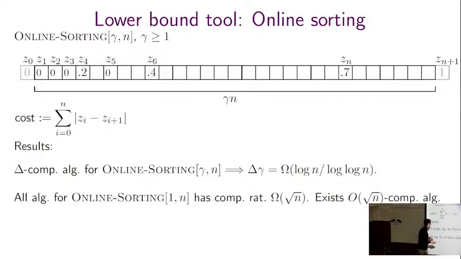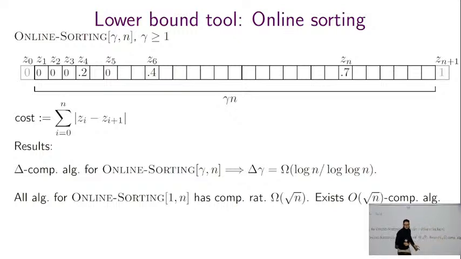Then we also study the problem where gamma is equal to 1. That's an interesting special case where we have exactly as much space as the numbers we get. And there we show that we have matching lower and upper bound of square root of n.